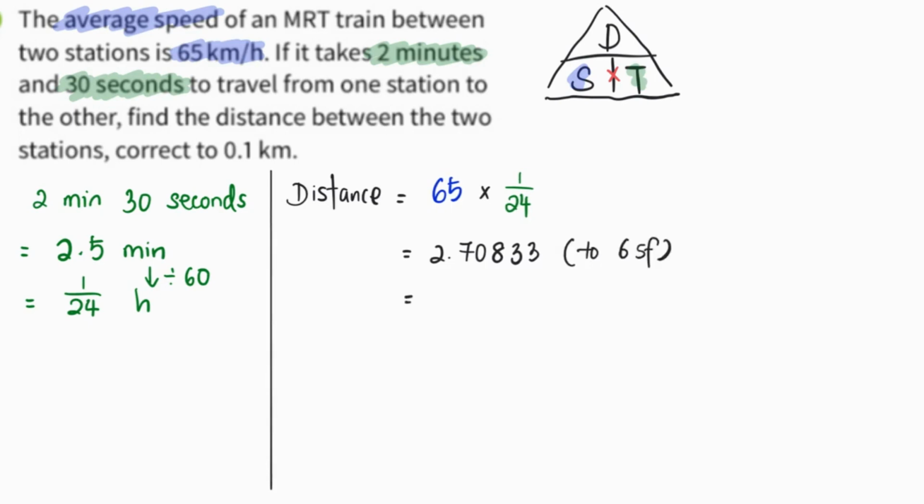Followed by the final answer, they want us to correct to 0.1 kilometer. So that will be 2 point, and I will look at this number. This is 0, so the nearest 0.1 kilometer will be 2.7 kilometer to 0.1 kilometer.